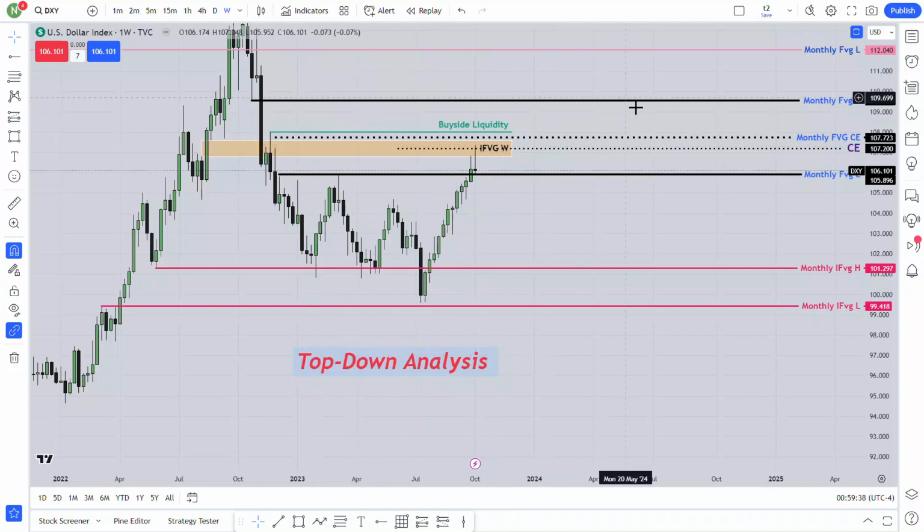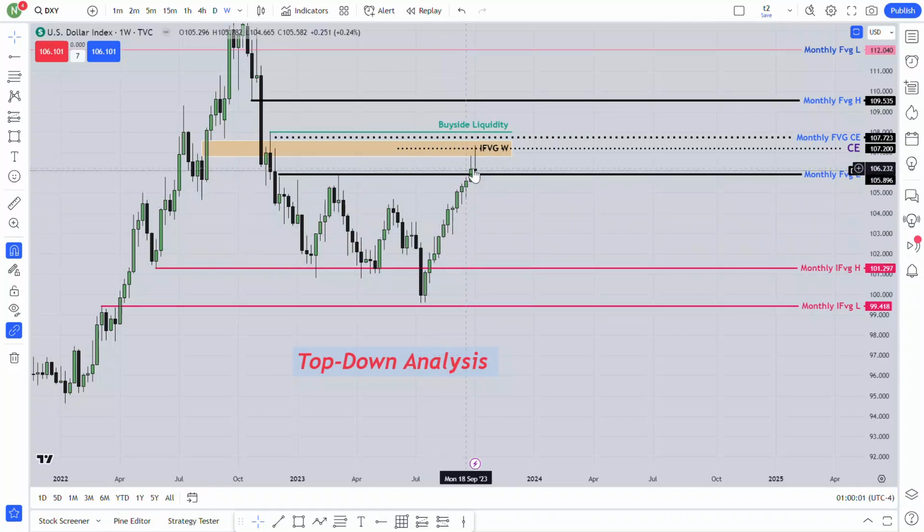This is the monthly chart, the monthly fair value gap. This is the consequent encroachment of the monthly fair value gap. My expectation is market will go higher, but before going further, let's just look at this run. All of these candles are weekly candles. One candle is equal to 1 week. All of them are bull candles.